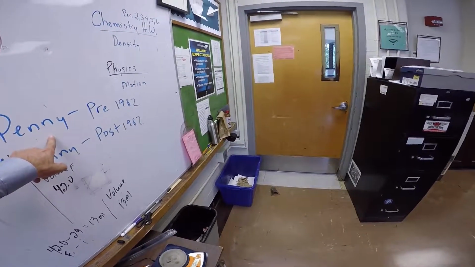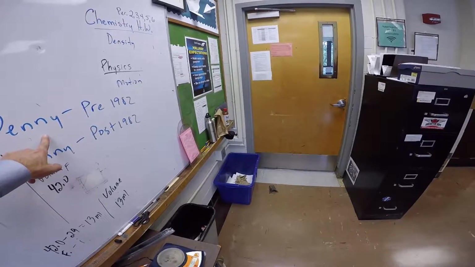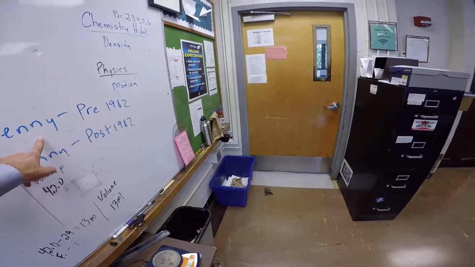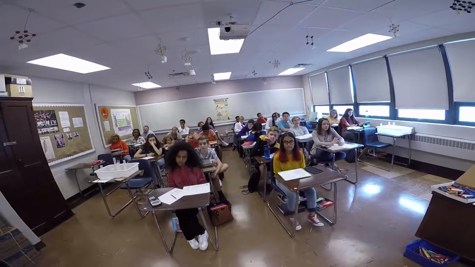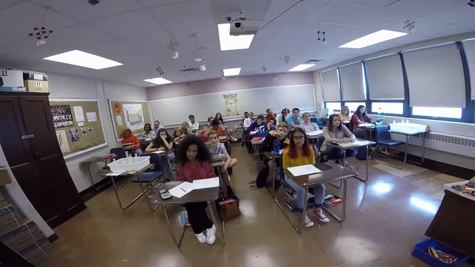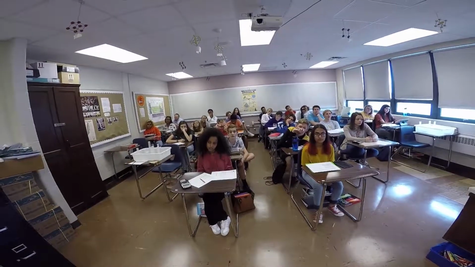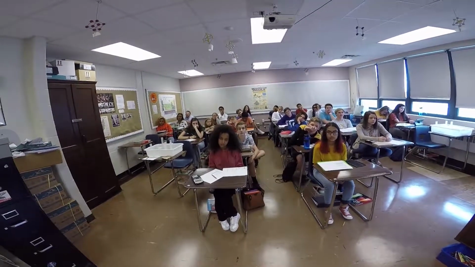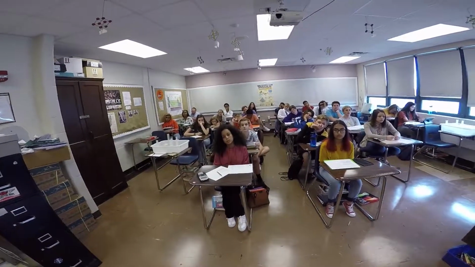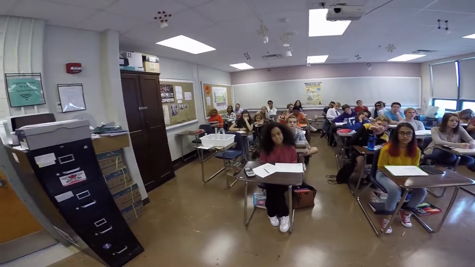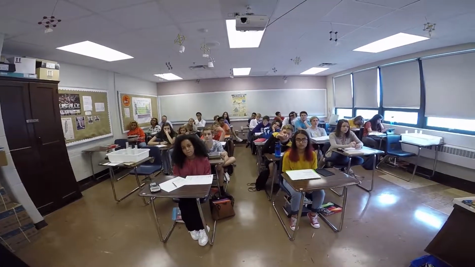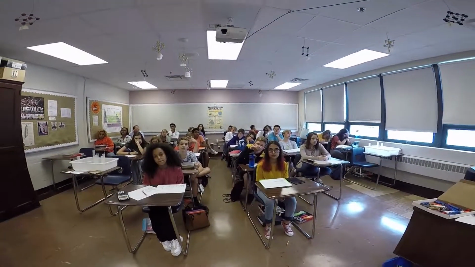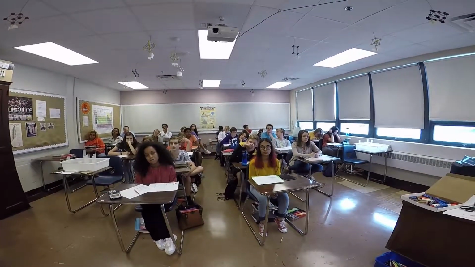The pre-1982. Why? There's more copper. They're pure copper. So pre-1982 pennies are all pure copper. And the ones made today are what? Copper coated. So they're going to have a different density. So I will be checking you on that.